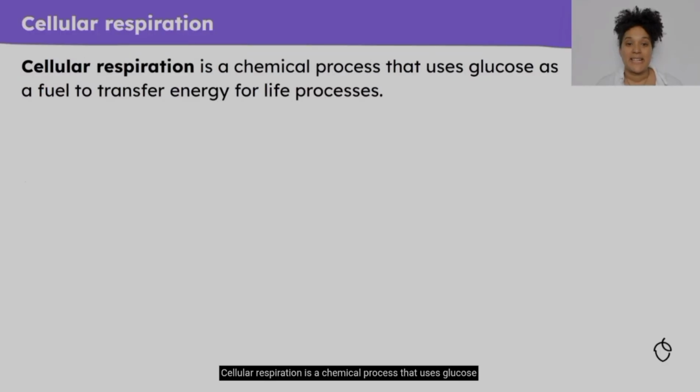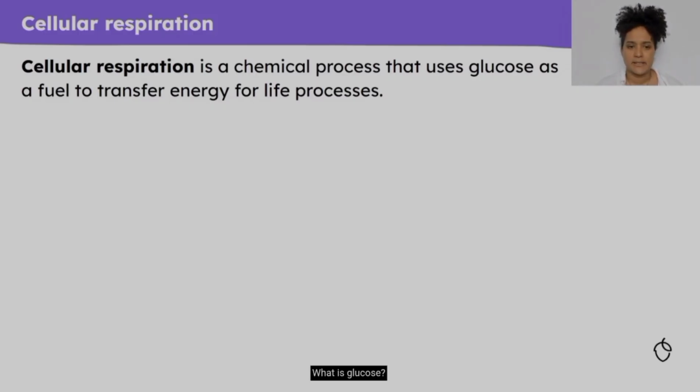Cellular respiration is a chemical process that uses glucose as a fuel to transfer energy for life processes. That's quite a long sentence and it's got a lot of abstract ideas in it. We're going to spend the first part of today's lesson looking at a different part of that sentence, and that will help us in our understanding of what cellular respiration is. So we'll start by talking about glucose. So a chemical process that uses glucose as a fuel.